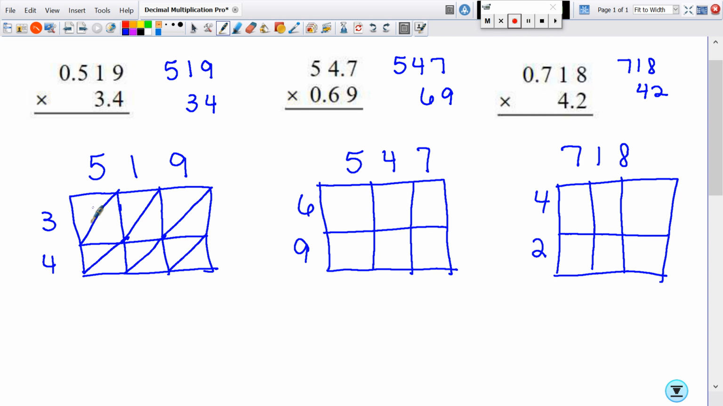Now you want to multiply up and over, so 5 times 3 is 15. Go to the next one, up and over. 1 times 3 is 3, but that's not a two-digit number, so you've got to put a 0. 9 times 3 is 27. Go to the next row, up and over. 5 times 4 is 20. 1 times 4 is 4. 9 times 4 is 36.